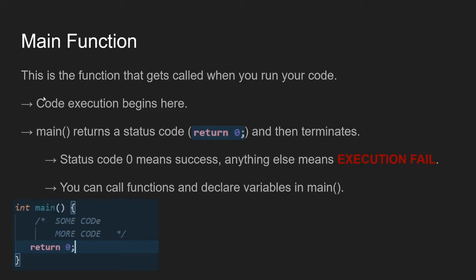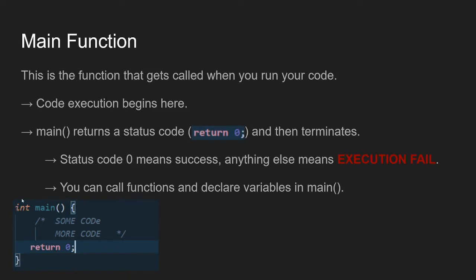So this is the main function. In Python, there isn't really anything like it. But basically what happens is that code execution begins in the main function. So say if you compile your C++ program and then you run it, the first function that'd be called is the main function.